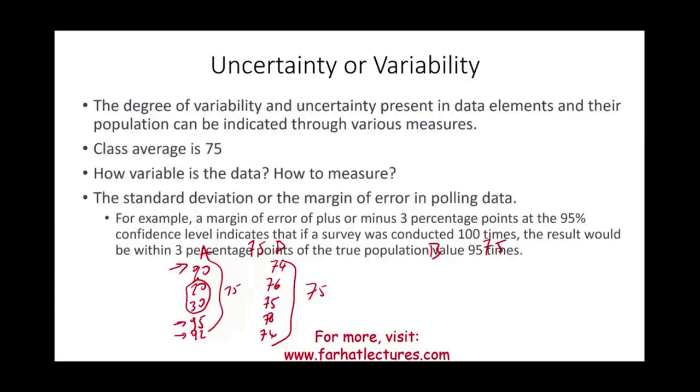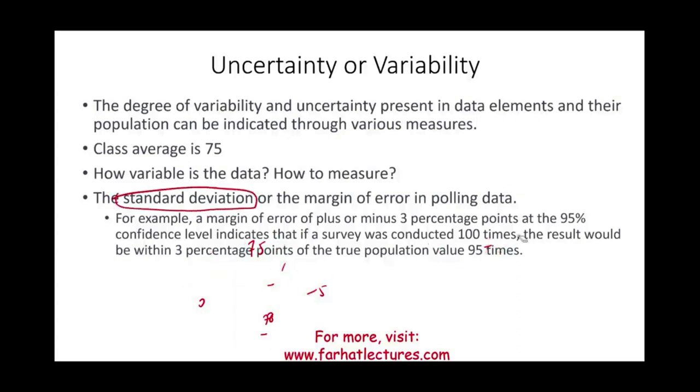Now, how would you compute the degree of variability? You can compute the standard deviation. All you need to know is what the degree of variability in the data is. Or sometimes the margin of error in polling, which we mentioned before. For example, a margin of error of plus or minus 3% at a 95% confidence level indicates that if a survey was conducted 100 times, the result will be within 3 percentage points of the true population value 95% of the time. So you're always not sure, but you have some variability. You want to measure that variability.